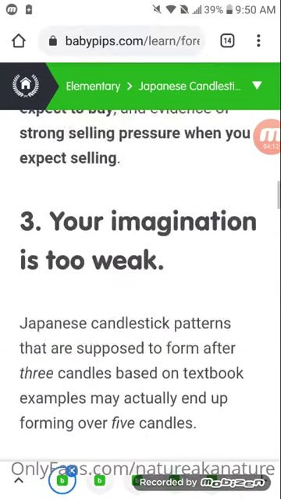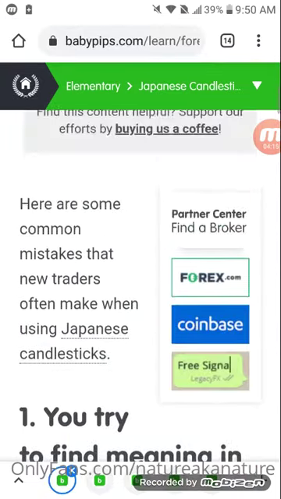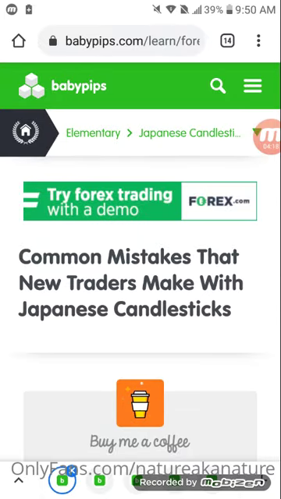So this is just for your psychology on common mistakes that new traders make with Japanese candlesticks.